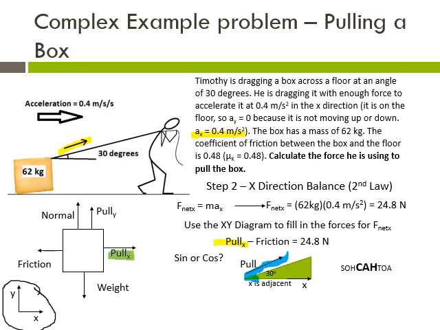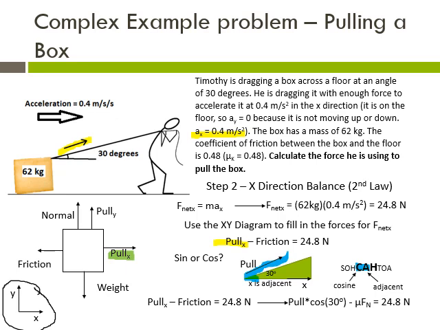Therefore, cosine, right? That's what that represents, the CAH, the CA part. That lets you know that cosine goes with adjacent, CA. So cosine goes with adjacent right here. So we know we need cosine. Pull x is the cosine portion of pull. So to get from pull to pull x, again, I'm just going to move that equation down there. Pull x is just pull times cosine.